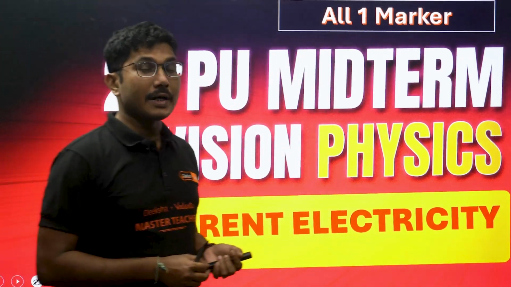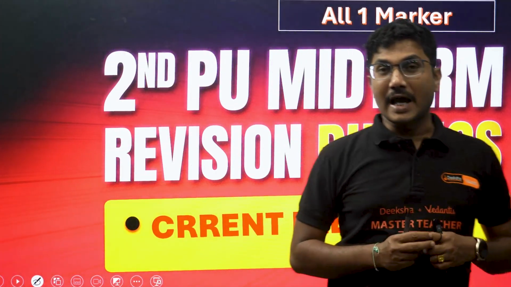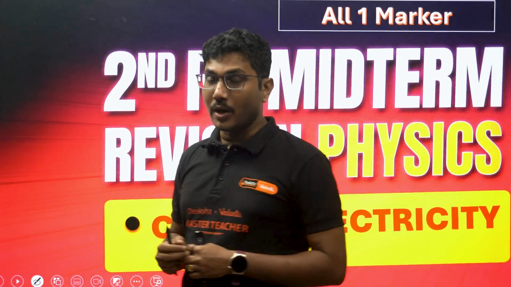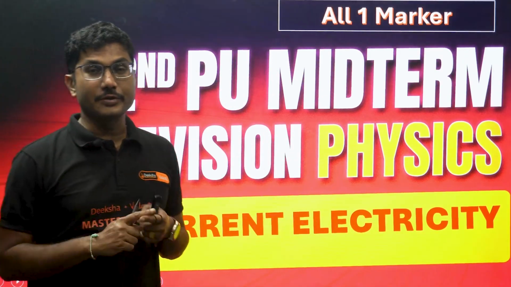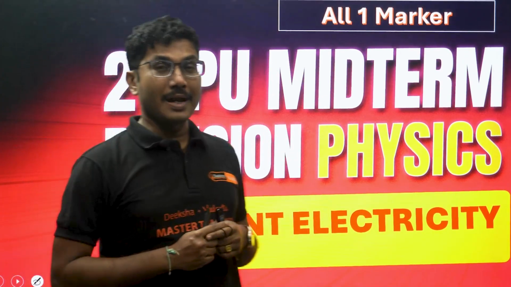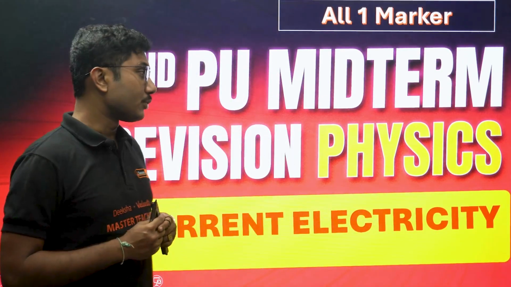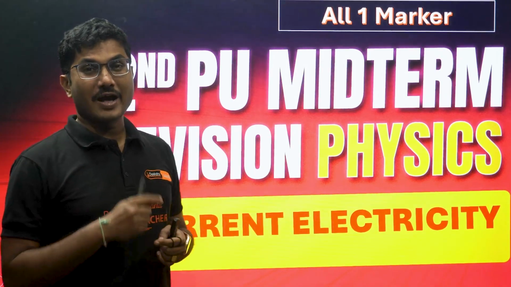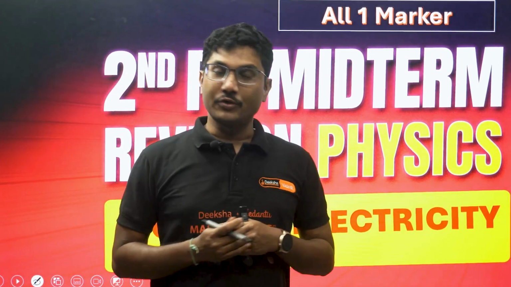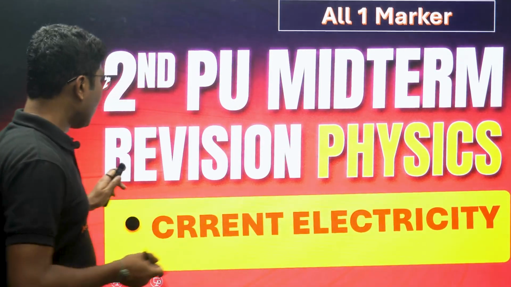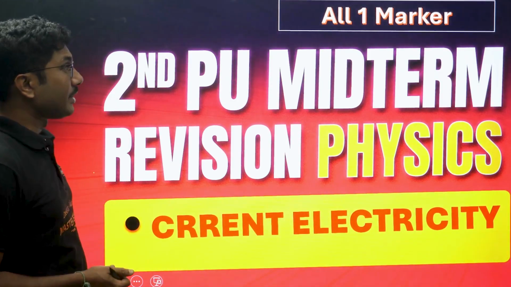Today I am discussing the chapter current electricity. The theory part is already covered. Now it's time for me to discuss all the 1 marker questions from this chapter, MCQs and possible fill in the blanks that might come from this chapter. So there will be 30 MCQs and 5 fill in the blanks that I am going to discuss from this chapter. So without much delay, let us jump into the MCQ.